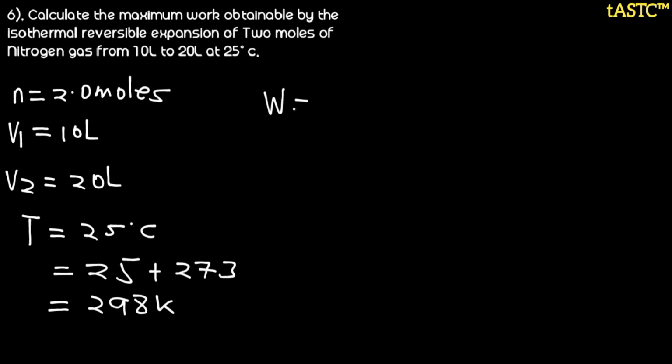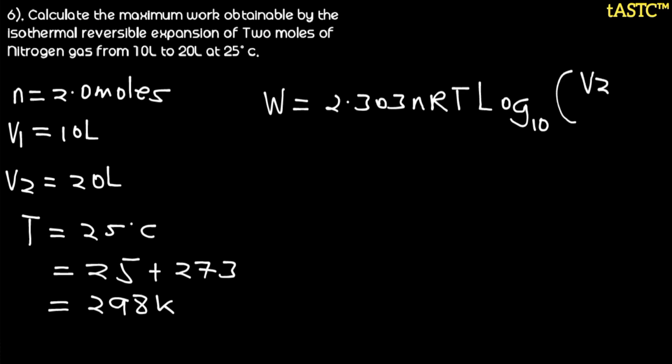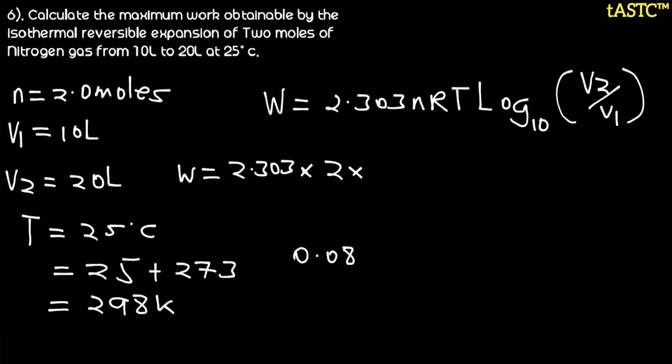Now, the work done under an isothermal process is 2.303 multiplied by N multiplied by R multiplied by T multiplied by log to the base 10 of V2 divided by V1. Now, this is going to give us 2.303 multiplied by N. Now, N in this case is 2. And R, what are we going to use for R? Should we use 0.0821, or should we use 1.987, or are we going to use 8.314?